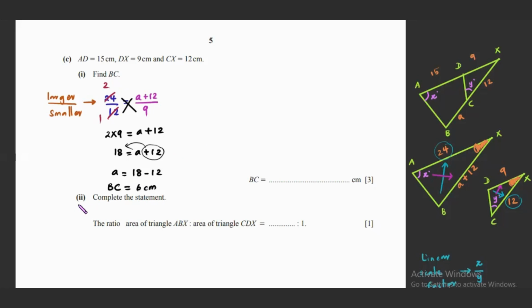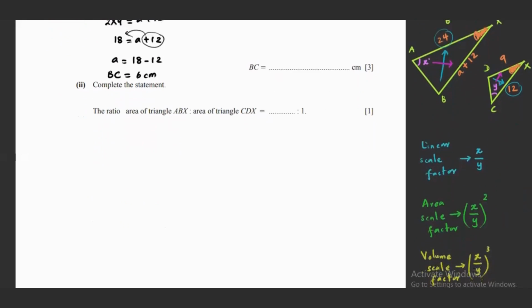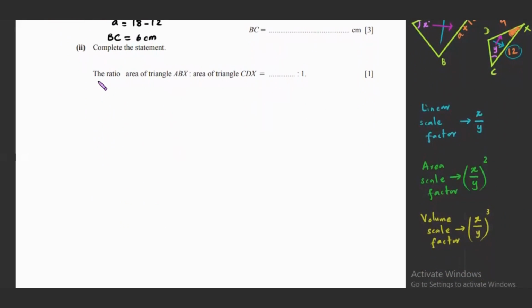Let's move on to the second part of the question. Complete the statement: the ratio of the area of triangle ABX to the area of the triangle CDX. So we need to find the ratio of the areas. Triangle ABX's value is written first, and then triangle CDX's value is written second. So I'm going to write it at the bottom like this. So we need to find the ratio for their areas.